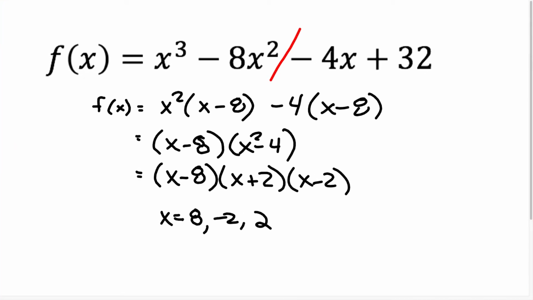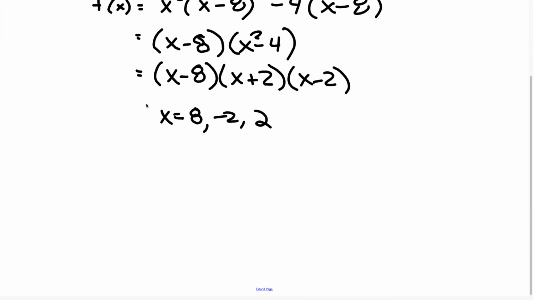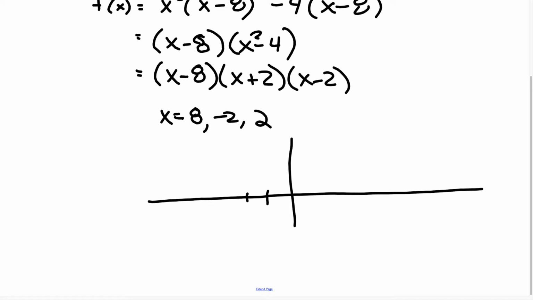Do any of those have multiplicity? No, each factor appeared only one time. So because I don't have to label any multiplicity on those, what I know is going to happen at each of those x-intercepts, my graph is going to cross the axis, right? Go from positive to negative or vice versa. Okay? Let's see, I'm going to plot those points. So negative 2, positive 2, and 8.